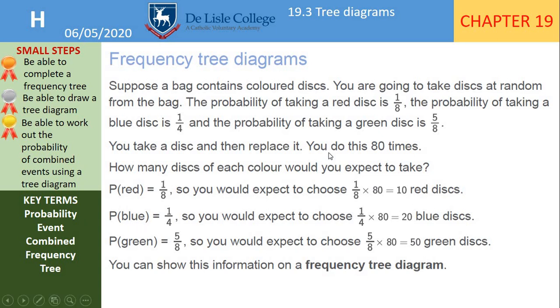Probability of picking a blue from the information was 1/4. So 1/4 multiplied by 80 would mean we would expect to pick 20 blue discs from the bag. The probability of a green disc was 5/8, so we would expect 5/8 multiplied by 80 to get 50 green discs. Check that these three add back up to 80, which they do. And then we can represent this on a frequency tree diagram.